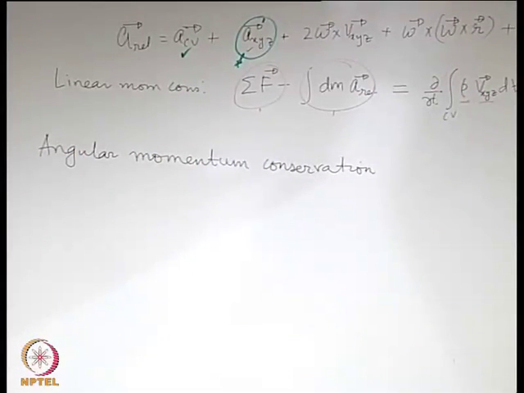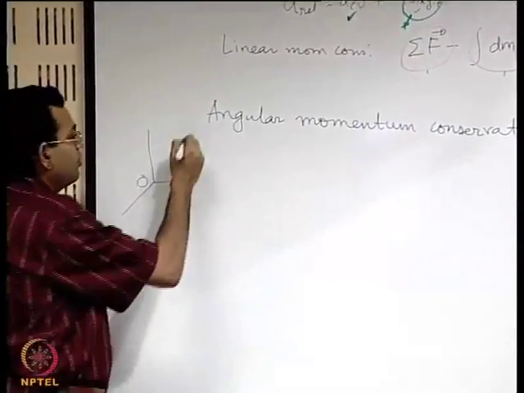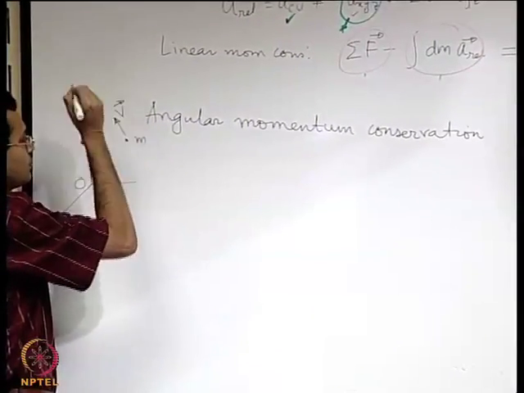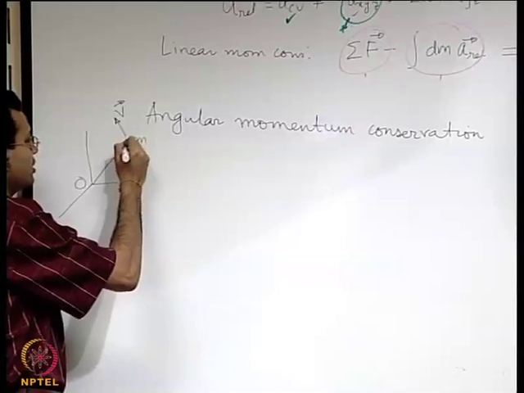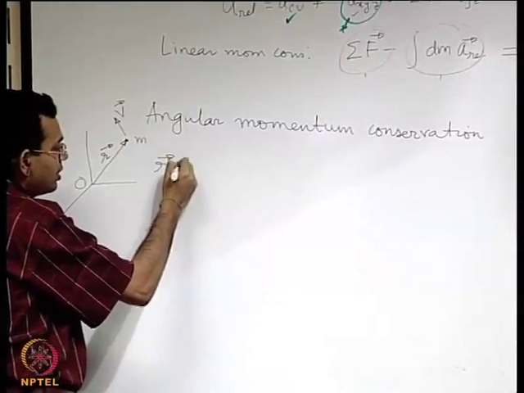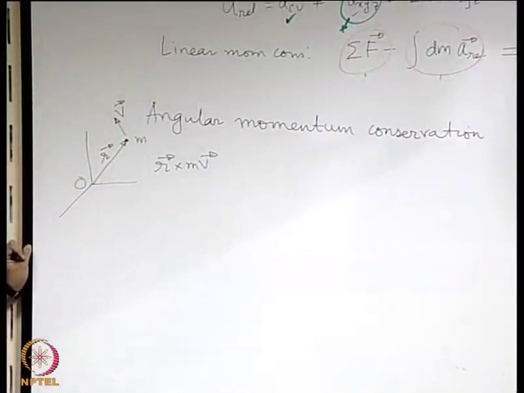So angular momentum, if it was a point mass of say mass m, let us consider a picture like this where you have the origin of the coordinate system, you have a point mass m, it has a velocity v, and position vector is r, then the angular momentum is given by r cross mv. That is a point mass or particle picture.